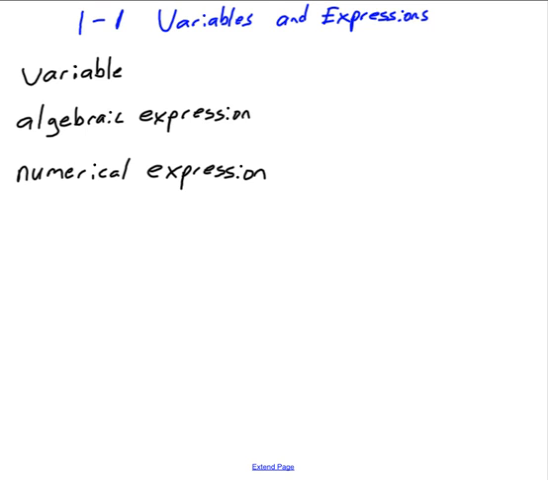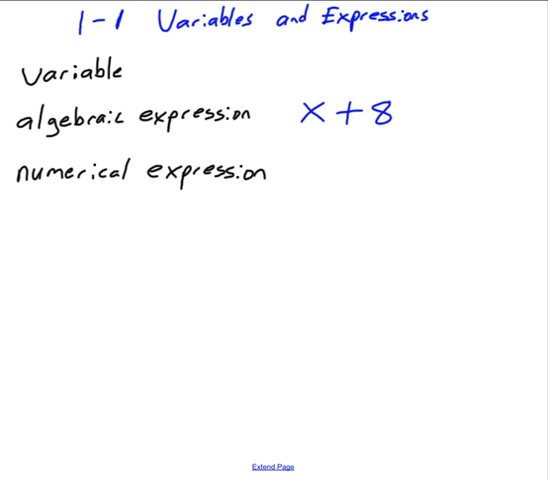About variables and expressions. This is very useful for translating word problems into equations, which we're going to do a lot this year. As you know from last year and probably before that, a variable is a letter that represents something that can change. An algebraic expression is a mathematical phrase that includes one or more variables, like x plus 8 or something like that.